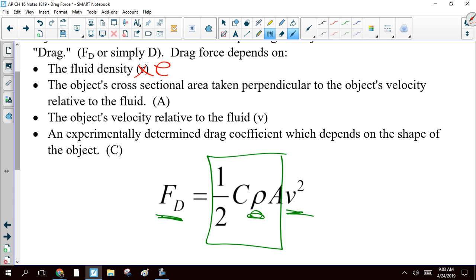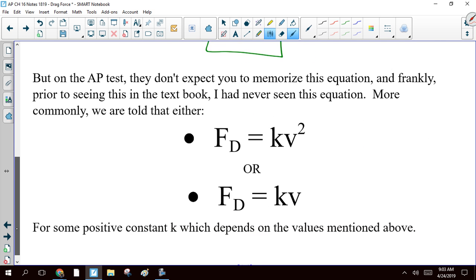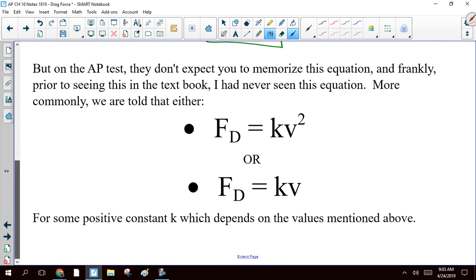All right. All right. So, on the AP test, so this is the important part. On the AP test, the way most of these problems will be worded is your drag force is going to depend on your velocity, and so either the drag force will be proportional to the velocity squared, or sometimes they give you an even simpler version and they say the drag force is proportional to the velocity. Follow?